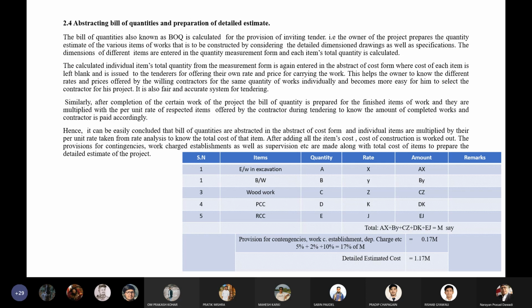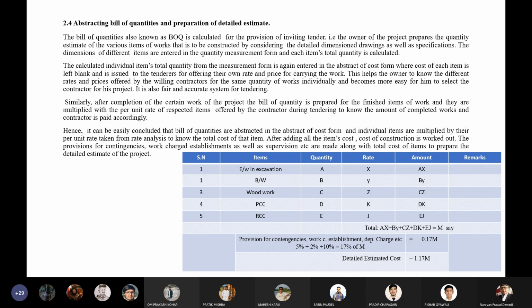So, without knowing the bill of quantities, we cannot calculate the total cost of each individual item. And with the help of each individual item's cost, we know the total cost of the construction by providing some provisions for contingencies of miscellaneous items, old charge establishment, supervision charge, etc. to know the detailed estimated cost. Detailed estimated cost is prepared after considering some provisions in the estimate.